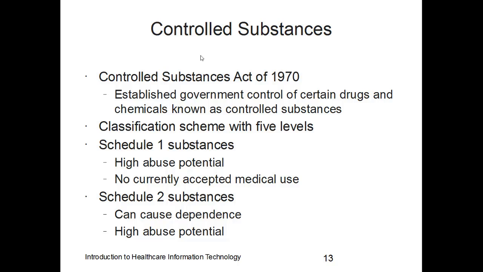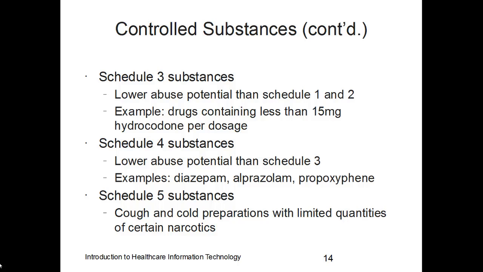The level just below that would be a Schedule 2 substance. And these can cause dependence, and there's a very high abuse potential for these substances. A good example of a Schedule 2 substance would be oxycodone, or Demerol, for example. A Schedule 3 substance, there's a lower abuse potential relative to a Schedule 1 or Schedule 2 drug. An example here, these are drugs that contain less than 15 milligrams of hydrocodone per dosage. So Tylenol with codeine, for example, would be a Schedule 3 substance.